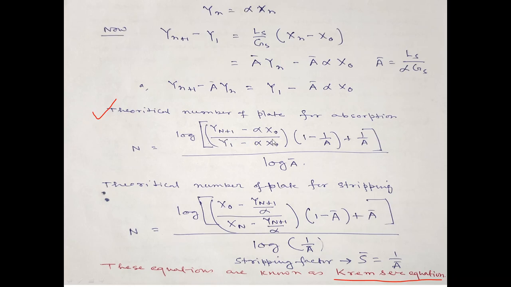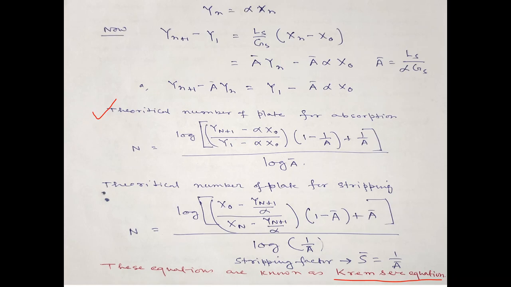And now here we know everything. These are the concentration terms, and this is the equilibrium constant. For gas-liquid it is the Henry constant, alpha. And what is A? A is Ls by Gs. Ls by Gs means the slope of the operating line, divided by alpha. Alpha means the slope of the equilibrium line. So this is called the absorption factor A. It is the slope of the operating line divided by the slope of the equilibrium line.